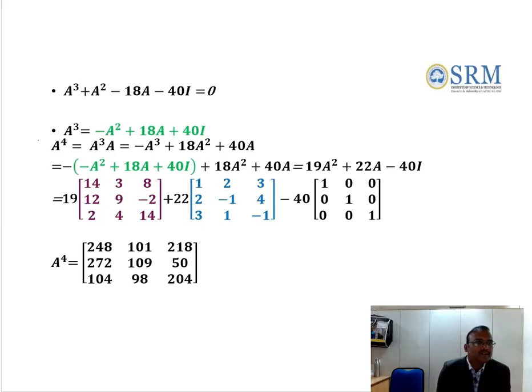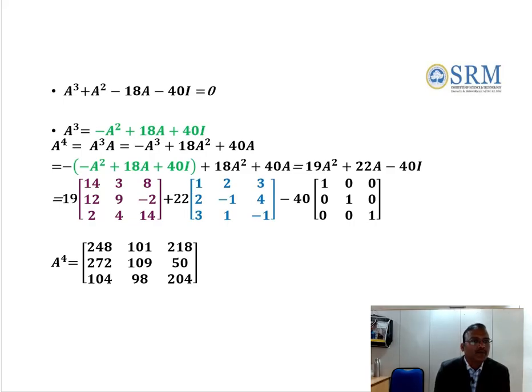So we know what is A cube, A square, A, all the things. And then by using the Cayley-Hamilton theorem, we have A cube plus A square minus 18A minus 40I equal to 0. Therefore, from this expression, our A cube is equal to minus A square plus 18A plus 40I, right?